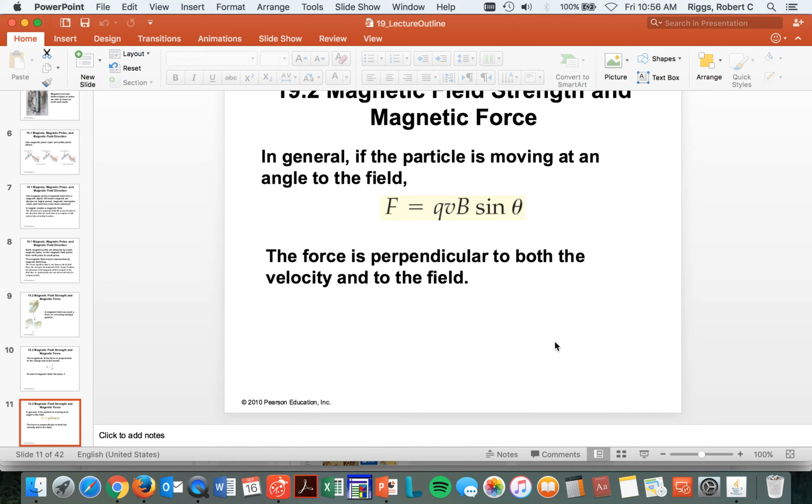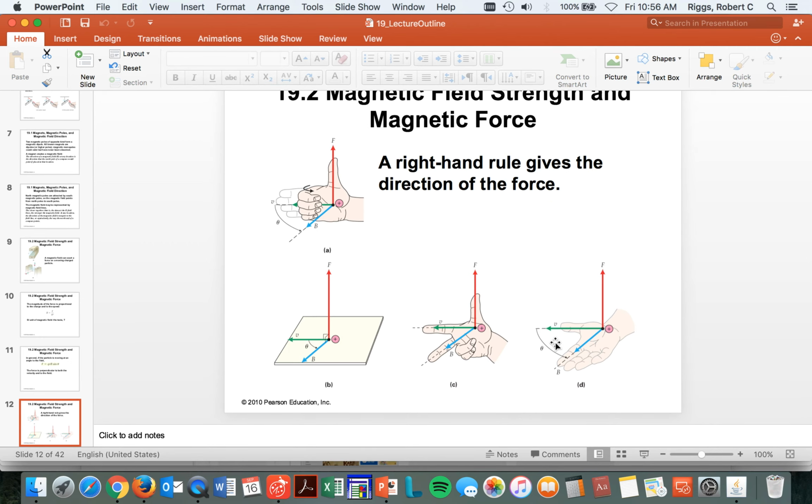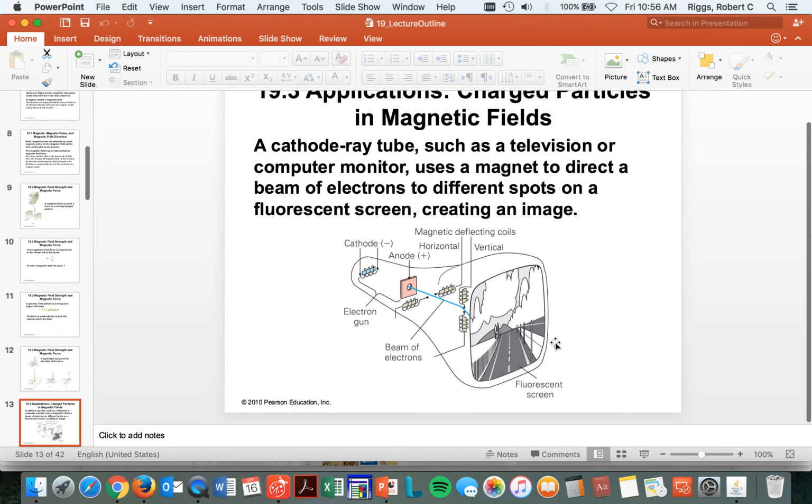Here you go. In general, the particle is moving at an angle to the field. The force is perpendicular to both the velocity and the field. So x, y, z coordinates. That's what makes this a little bit tricky. There's your right-hand rule. It gives the direction of the force.